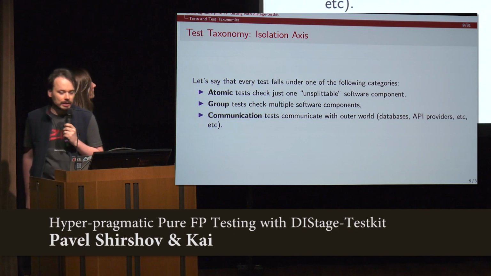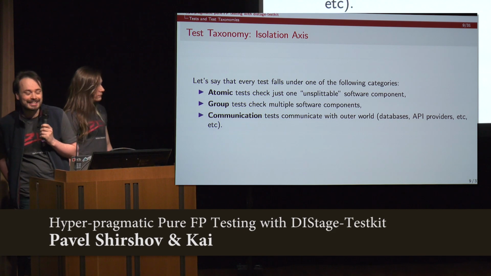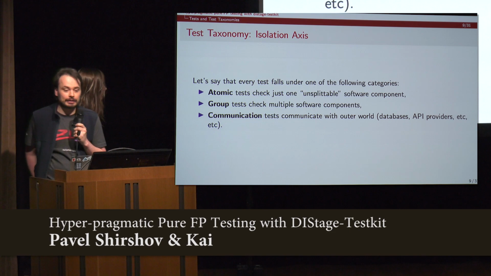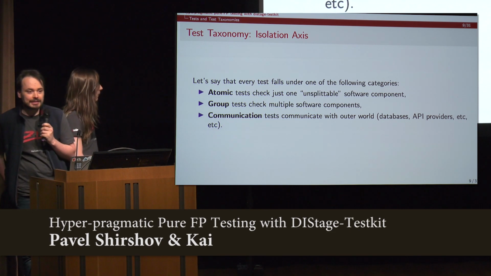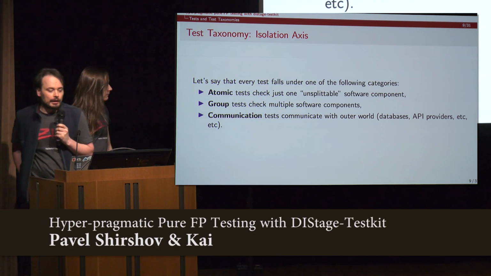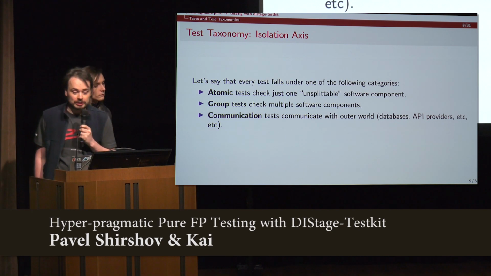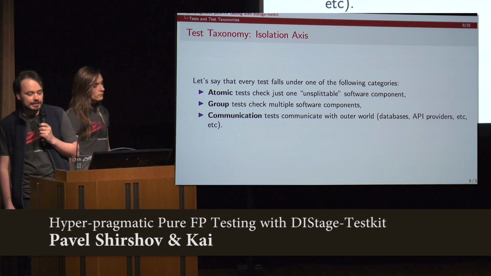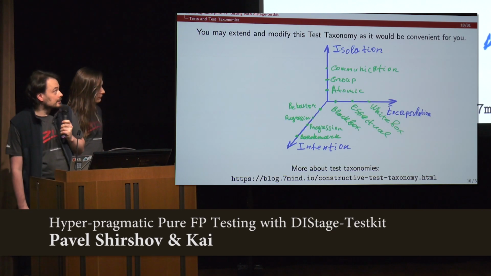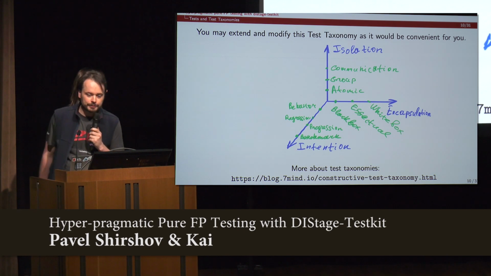We may also say that every test is either atomic, group, or communication. So atomic tests are tests which check just one unsplittable software component. In group tests, we check groups of software components or aggregates. And in communication tests, we communicate with the outer world like databases, API providers, etc. This simple taxonomy is sufficient for our purpose today.